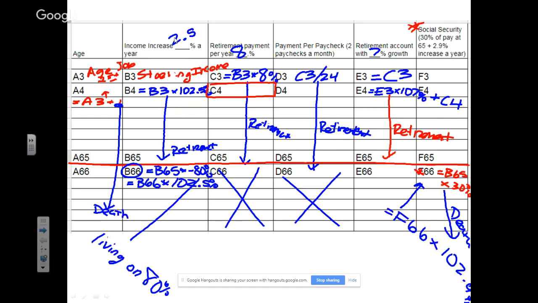Finally, we have our retirement growth, our retirement account, which we're going to spend money from.